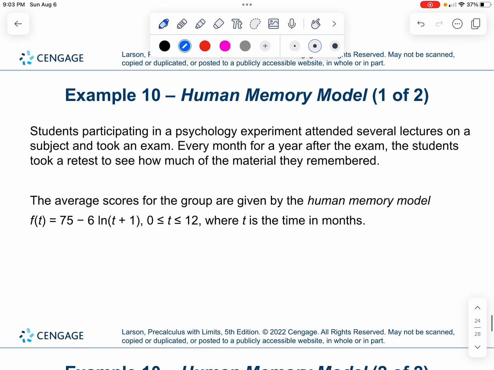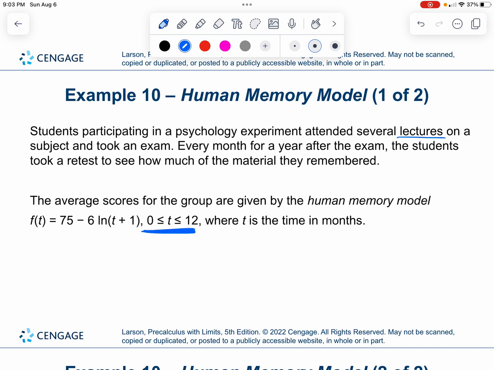All right, so we have an application here. It is a human memory model. Students participating in a psychology experiment attended several lectures on a subject and took an exam. Every month for a year after the exam, the students took a retest to see how much of the material they remembered. So they learned something in a lecture, and then they had to take a test every single month to see how much they were remembering over time.